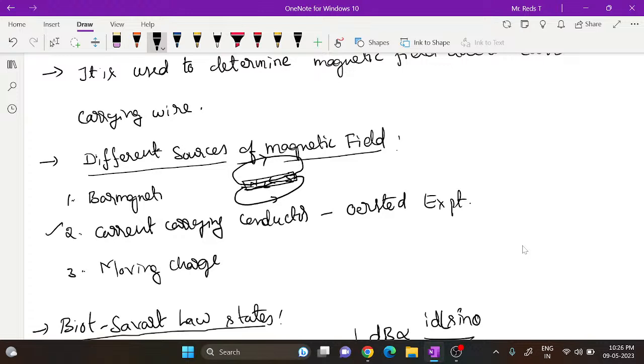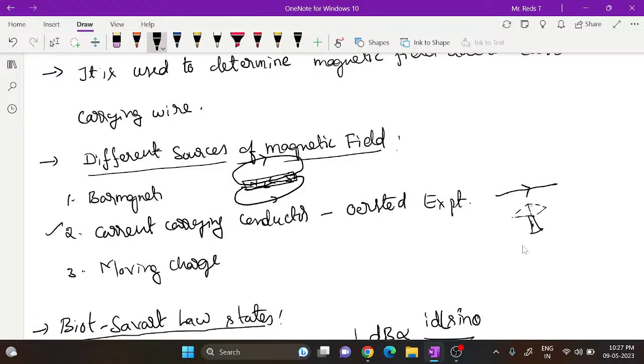Another source: a current carrying conductor produces magnetic field. It was established by an experiment called Oersted's experiment. He took a magnetic needle and observed that the needle kept just beneath the current carrying conductor is deflecting. From this he concluded that a current carrying conductor is producing a magnetic field, and due to that magnetic field, the magnetic needle is deflecting.